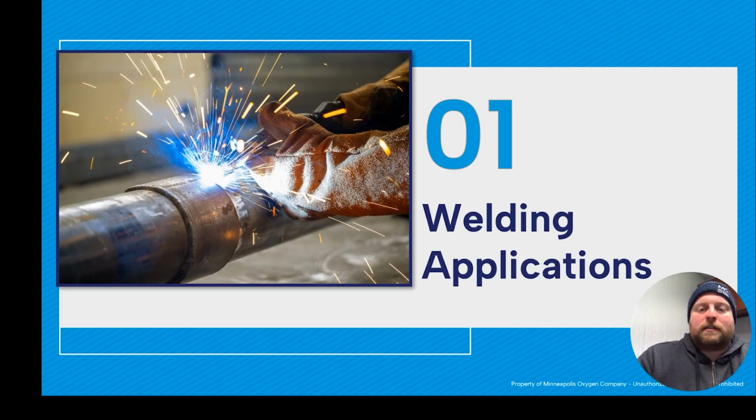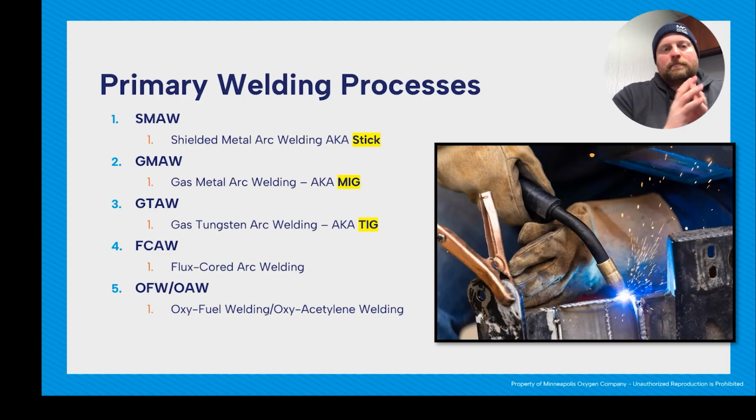Right. So starting off with welding applications. We're going to focus on 5 processes throughout all these Welding Wednesdays. These are the 5 that I've identified as the primary welding processes that our customers use, but also I think what most people will be seeing out there in the world. So first off is SMAW, also known as stick, GMAW, also known as MIG, GTAW, also known as TIG, FCAW, also known as flux core and arc welding, and then OFW/OAW, that's going to be oxyfuel welding or oxyacetylene welding.